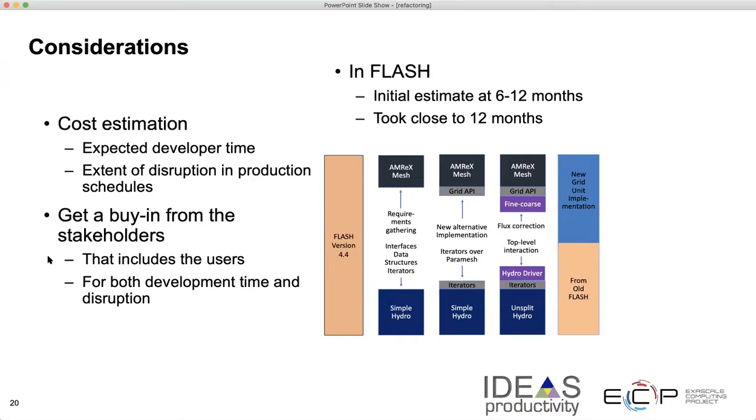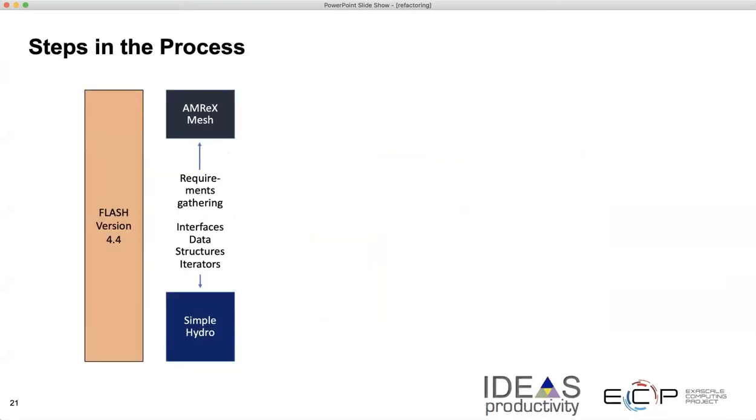So we followed our own rules of thumb that I've outlined before. And we made an initial estimate at 6 to 12 months. In the end, it turned out to be closer to 12 months. But at the end of it, we did have this part working out. So now I want to go through steps in the process. So we started out with Flash, and so the new code is now called FlashX. It's no longer Flash, but we started out with Flash version 4.4.